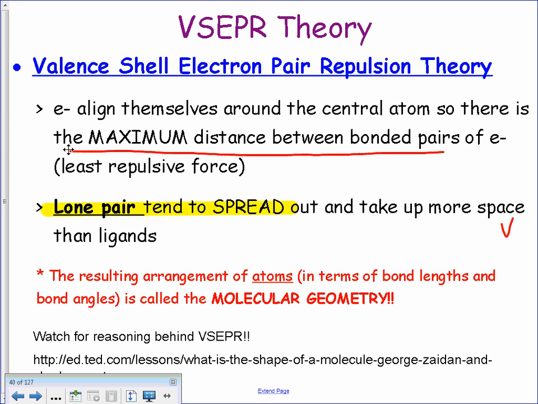So we kind of just went through that. But we've been calling this molecular geometry. We're going to call something else electron pair geometry in a couple minutes. So this VSEPR theory goes along with molecular geometry.